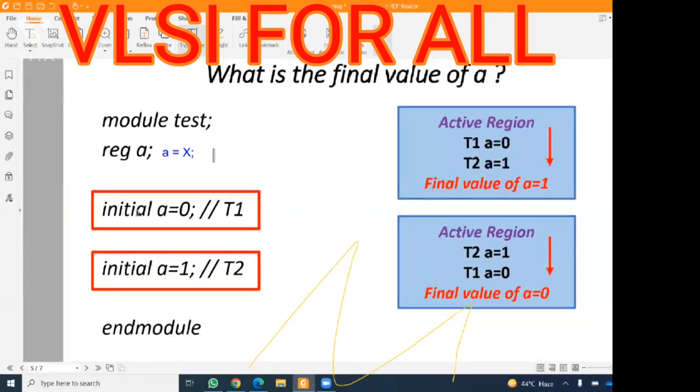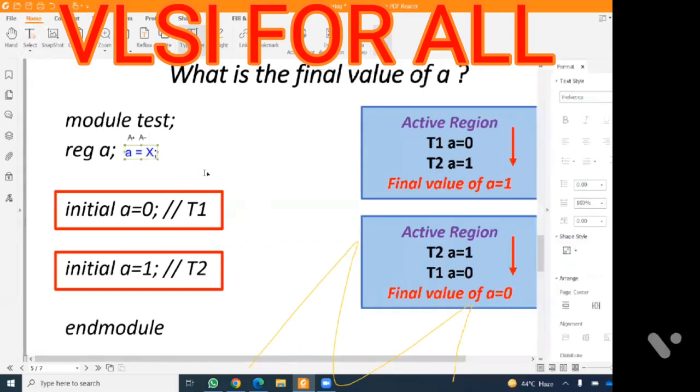Now I'm marking this initial block as T1 and this one as T2. As per our LRM, the initial blocks will start executing at time T0. The initial value is X. These two cannot run in parallel, I mean either T1 will win or T2 will win. So in the first example, let's see that T1 wins and T1 is executed first.